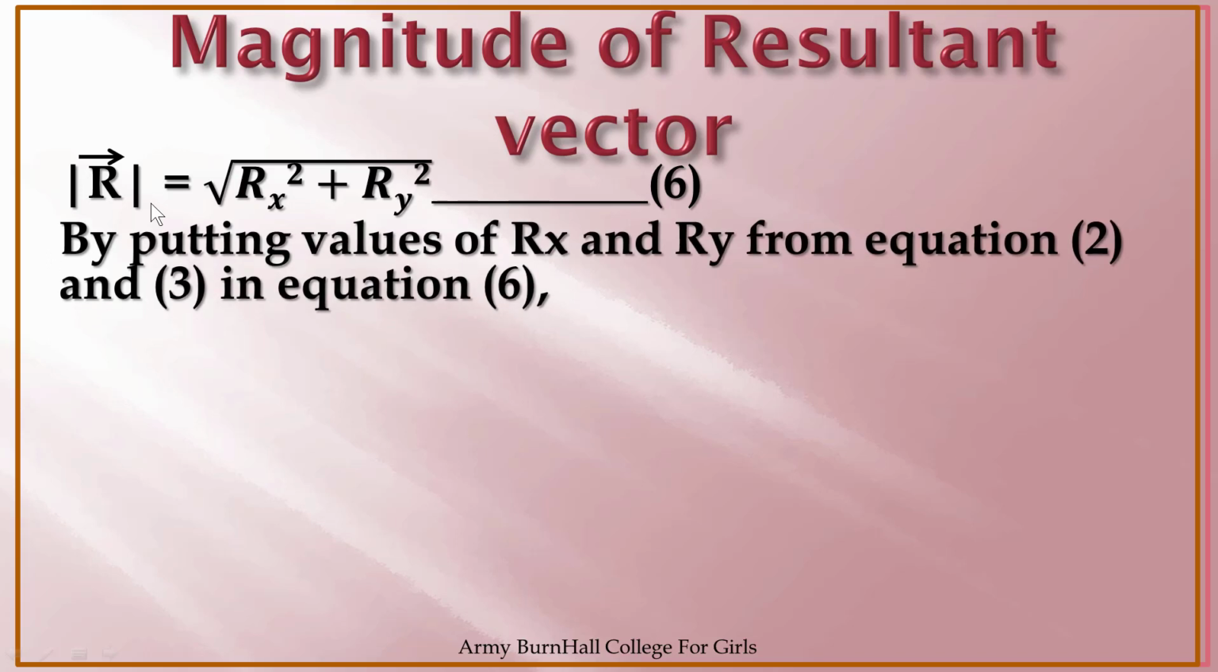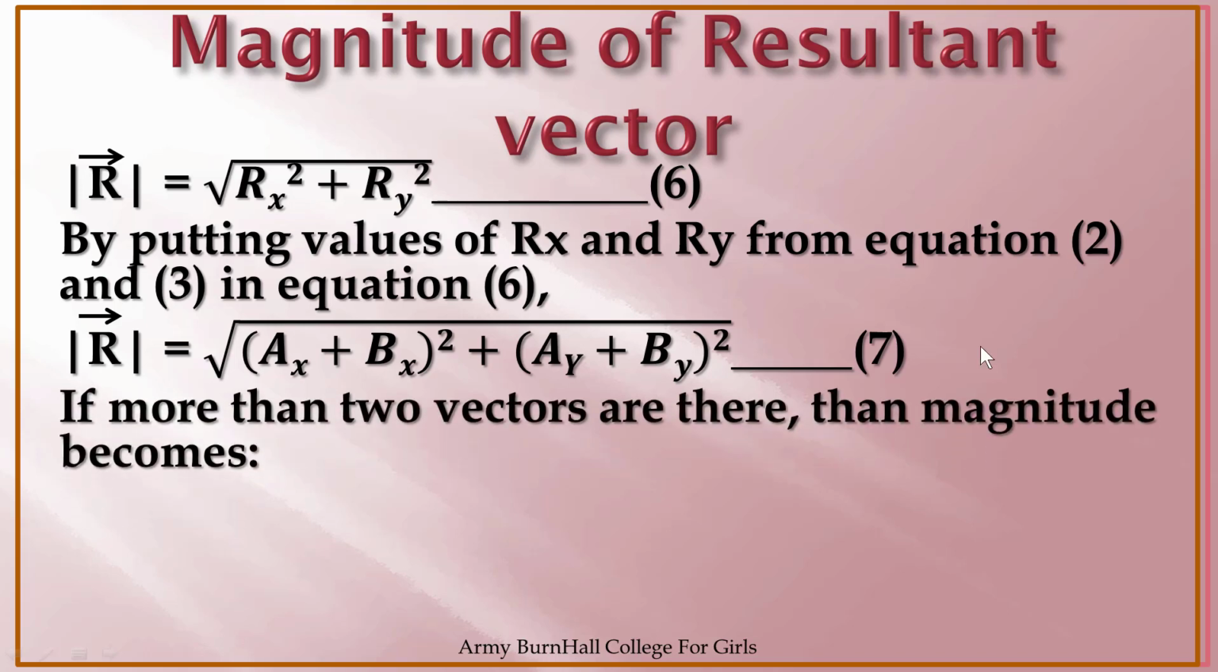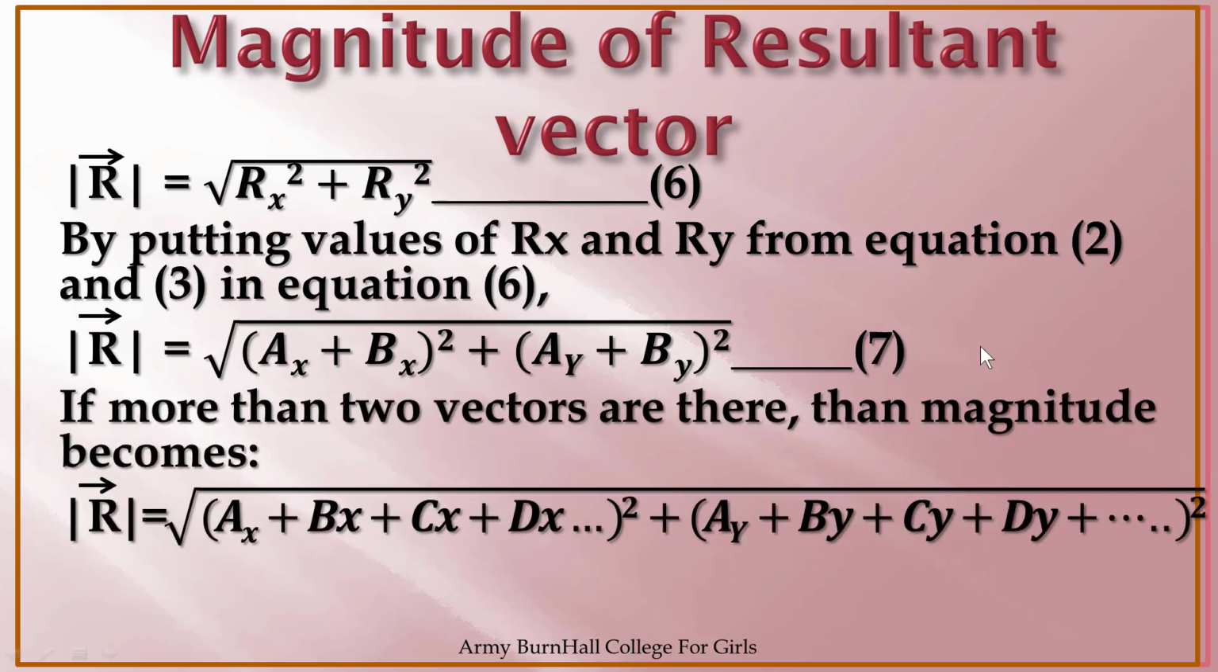So by putting the values of Rx and Ry from equation 2 and 3 in equation 6, we will get magnitude of resultant is equal to whole under root (Ax plus Bx) whole square, we are just putting the value of Rx over here, plus (Ay plus By) whole square, we are just putting the value of Ry over here. Okay, name it as equation number 7. And if we are having more than 2 vectors, then magnitude of r is equal to under root sum of all the x components whole square plus sum of all the y components whole square. So this will be the magnitude of the resultant vector, which we are going to calculate mathematically.